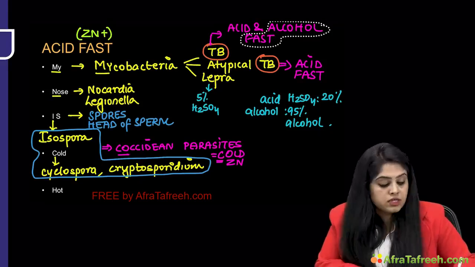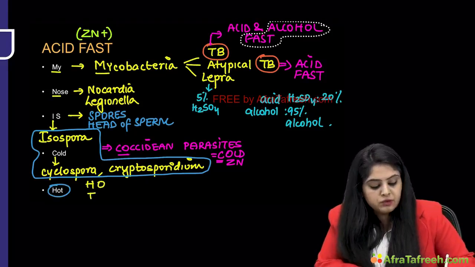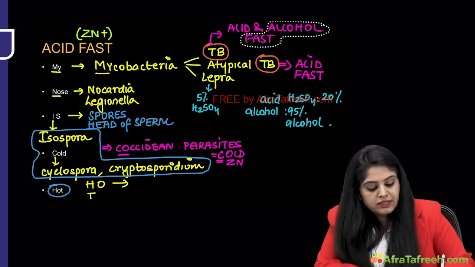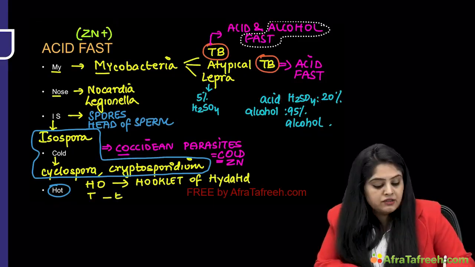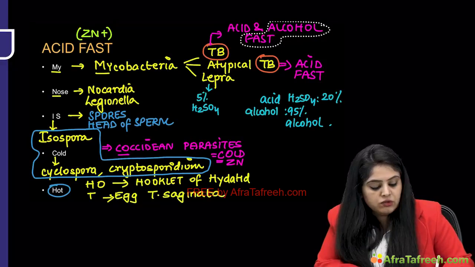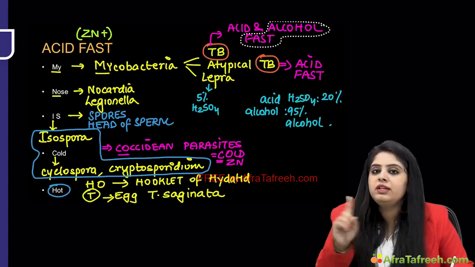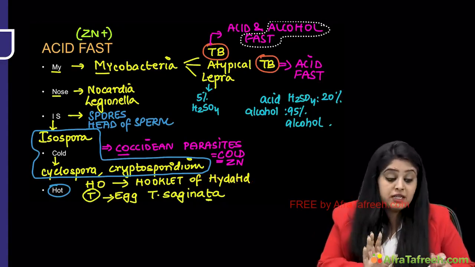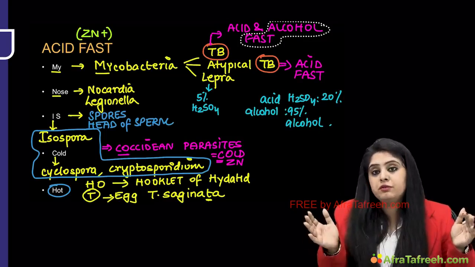My nose is cold and hot. So this hot also we will have to split up into HOT. H stands for hooklets. Remember, hooklets of hydatid cyst are acid fast, and the eggs of Taenia saginata can also be. T means Taenia. There are two Taenias. Taenia solium doesn't have a T in its species name, saginata has a T. So Taenia saginata is going to be acid fast. It's quite a lengthy and stressful mnemonic, but at least it covers everything from path and micro that you have to know for ZN stain.